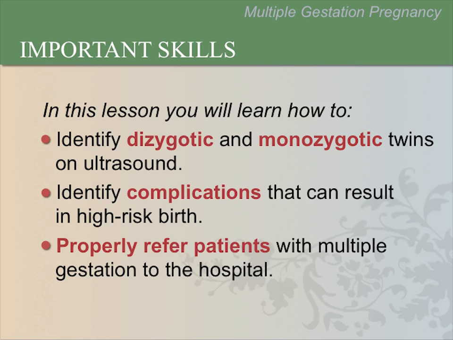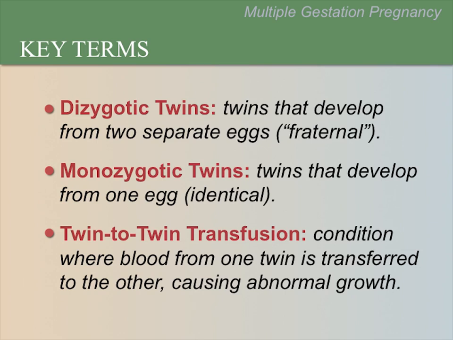There are 3 main skills you will learn in this lesson. You will learn how to identify dizygotic and monozygotic twins on ultrasound, identify complications that can result in high-risk birth, and to properly refer patients with multiple gestation to the hospital. There are 3 main terms that you will learn in this lesson: dizygotic twins, monozygotic twins, and twin-to-twin transfusion.